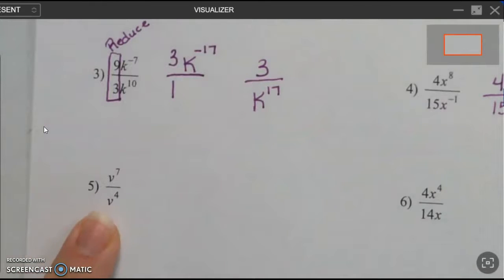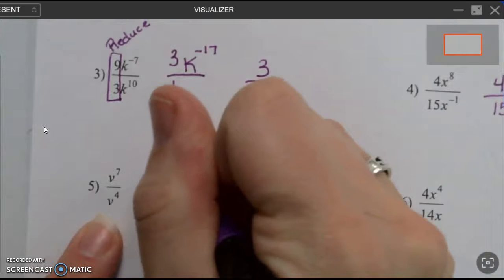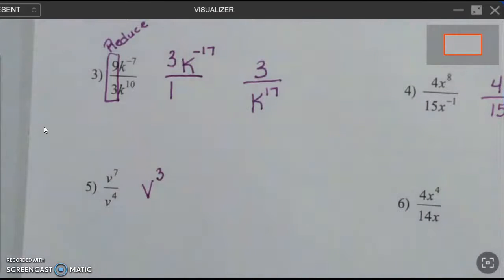Do you know what this one would be? V to the third power. 7 minus 4 is 3. V to the third. You now have a 2, right? 2 is passing. 2 means that you don't have to come in for RTI. So, yay! So how do I get a 2.5? How do I get a 3, right?